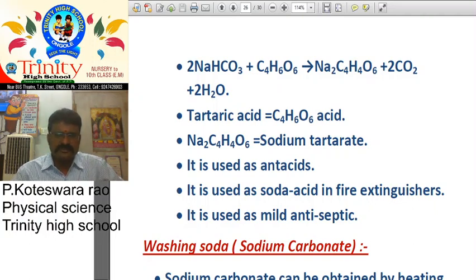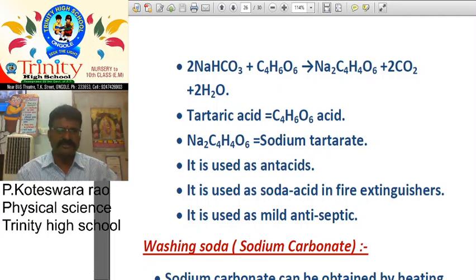And what about this equation? That general equation we want to create like this. Once again, 2NaHCO3 is baking soda, and C4H6O6 is tartaric acid. When these two combine, they produce Na2C4H4O6. Here Na2 is sodium and C4H4O6 is tartarate. So Na2C4H4O6 is nothing but sodium tartarate, plus carbon dioxide plus water.